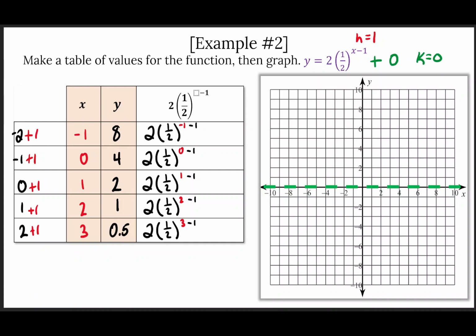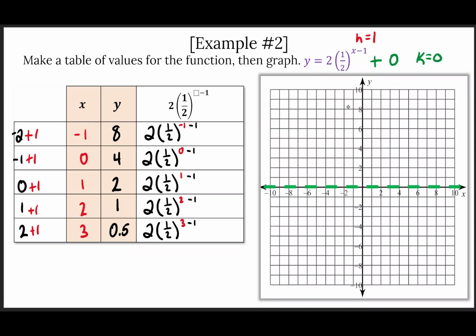You might be able to notice a little pattern there, 8, 4, 2, 1, 1/2. There's a certain reason for that based on the function. See if you can figure that out. Let's put these dots on the graph, try to draw our curve, and remember that we will stay away from that green line as we're drawing those.